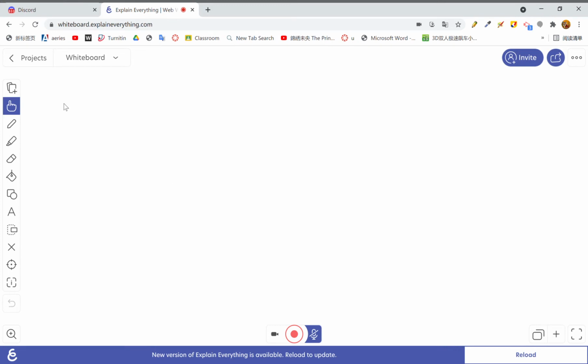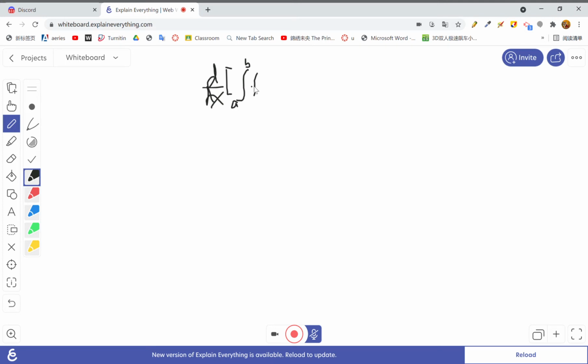So today, I'm gonna introduce you guys to a really funny thing. We can find the value of the derivative of the antiderivative from a to b of f of x, for any f of x.